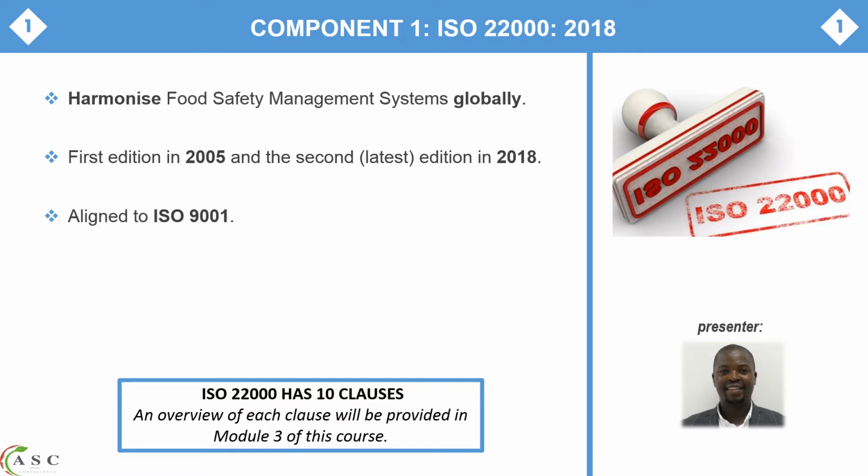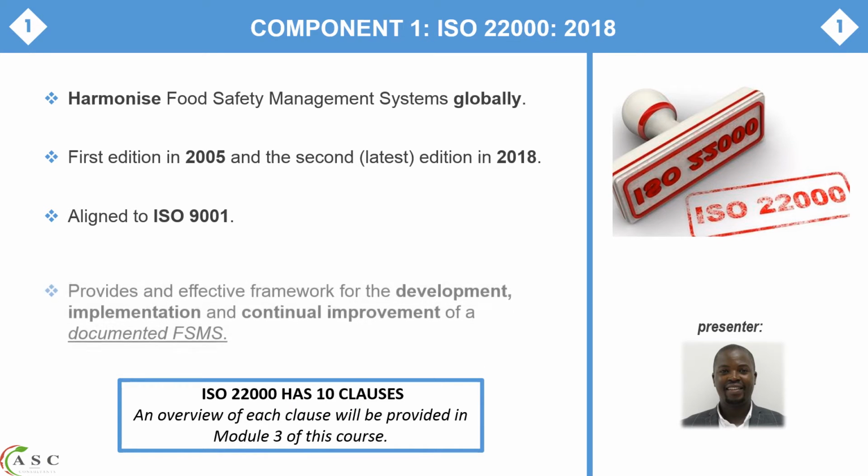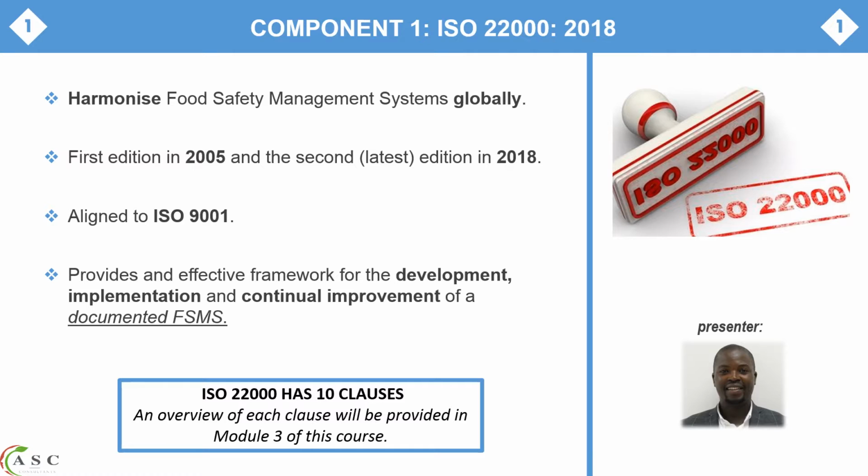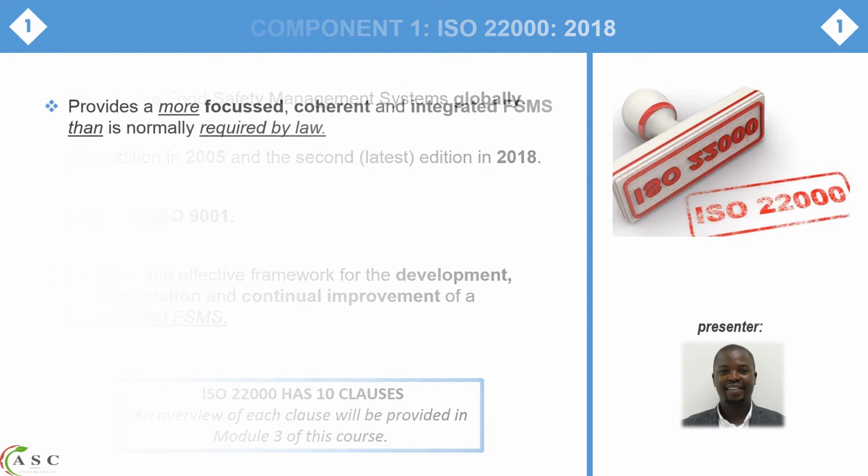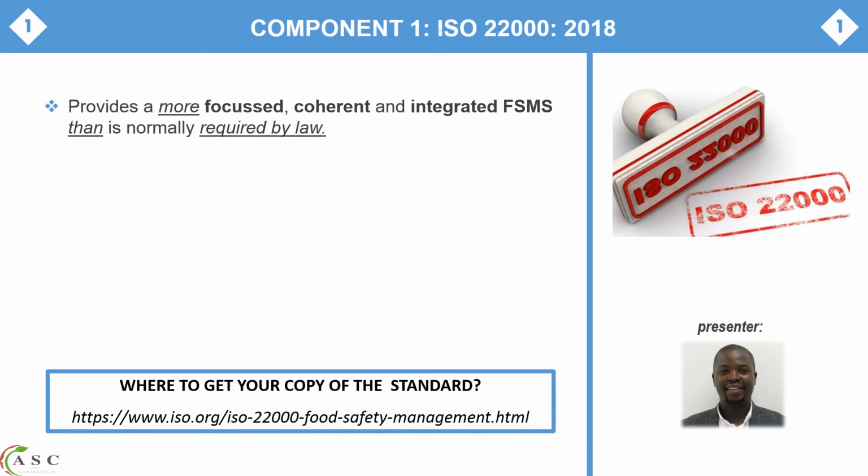ISO 22000 combines and supplements the core requirements of ISO 9001 and HACCP in order to provide an effective framework for the development, implementation, and continual improvement of a documented food safety management system. It is done within the context of the organization's overall business risks. ISO 22000 certification is intended for organizations seeking to establish a more focused, coherent, and integrated food safety management system than is normally required by law. The standard requires meeting any applicable food safety related statutory and regulatory criteria into its food safety management system.